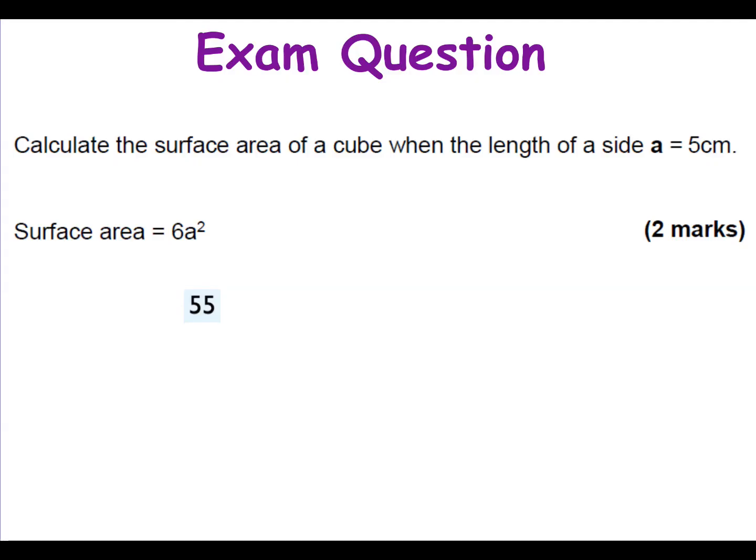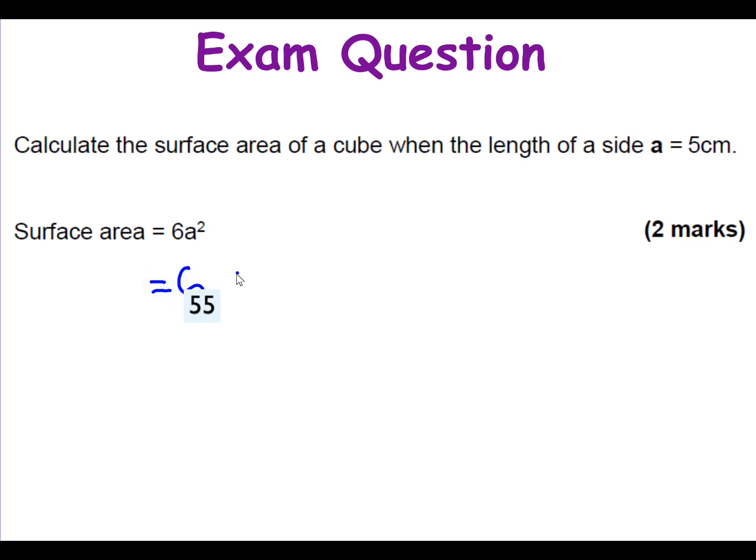Let's look at an exam question. Calculate the surface area of a cube when the length of a side is 5 centimeters. And the surface area is given to you as a formula where it's 6a squared, and we know that a is 5. So let's write this out in full.